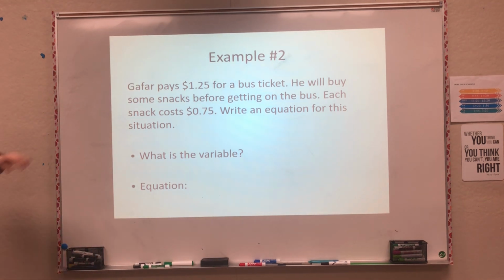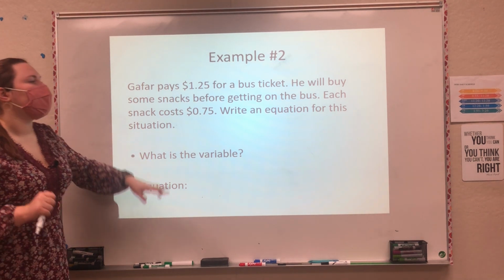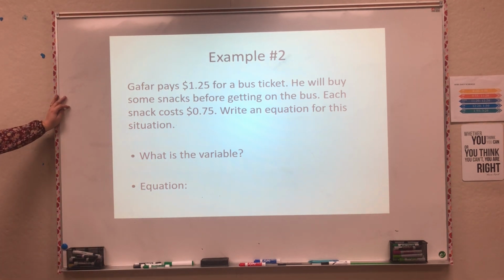For the second example, we've got Gafar pays $1.25 for a bus ticket. He will buy some snacks before getting on the bus. Each snack costs 75 cents. And again, our goal is we're going to write an equation to represent the situation. Before we get into these, tell me what's going on. We've got Gafar. What is he doing? He's buying a bus ticket and snacks. He's buying a bus ticket and he's buying snacks. Yep. What's some other information we know?